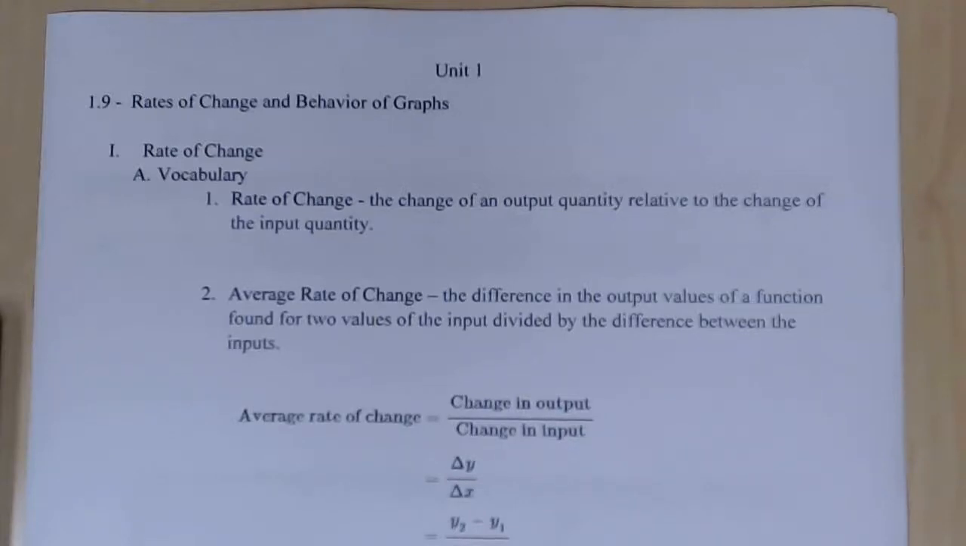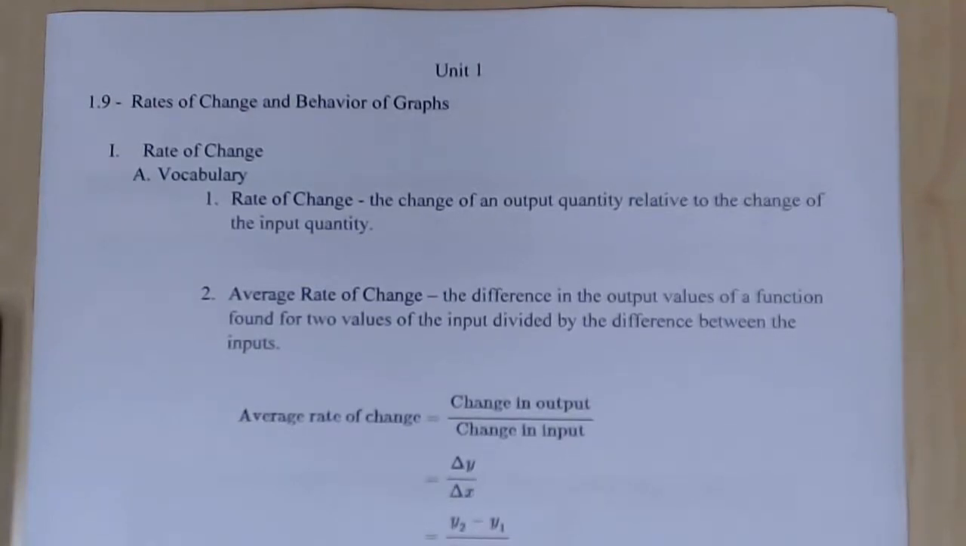So for 1.9, we're going to be looking at rates of change and behavior of graphs. And some of this is going to be recall of some of the stuff we've already done, and just name it something different. We are going to recall some parent functions and look at them along the way. Then we are going to pick up some new vocabulary to get us going.